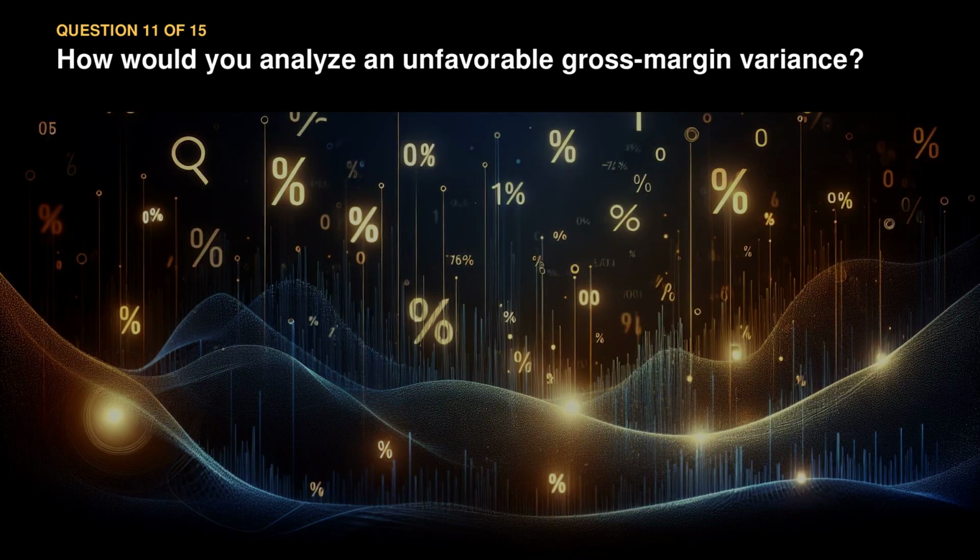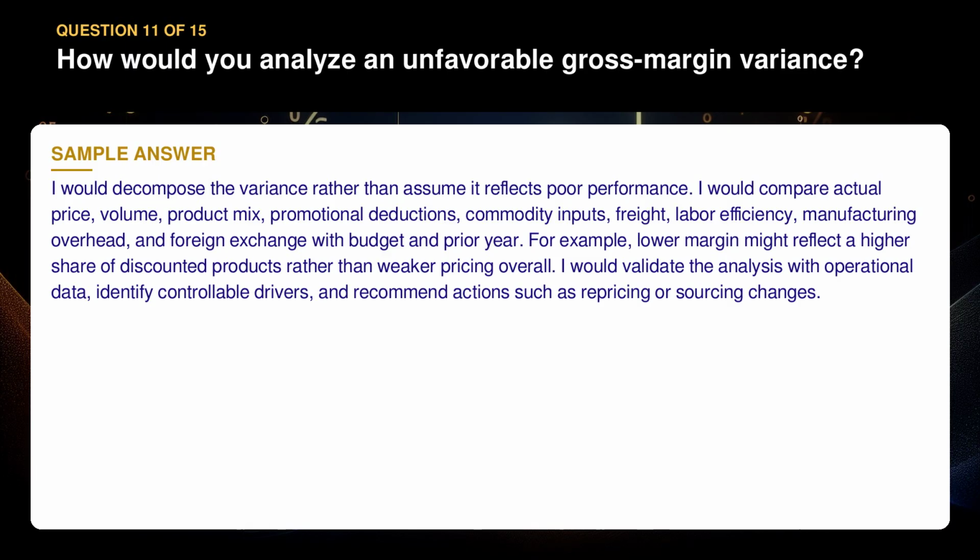Question 11. How would you analyze an unfavorable gross margin variance? I would decompose the variance rather than assume it reflects poor performance. I would compare actual price, volume, product mix, promotional deductions, commodity inputs, freight, labor efficiency, manufacturing overhead, and foreign exchange with budget and prior year. For example, lower margin might reflect a higher share of discounted products rather than weaker pricing overall. I would validate the analysis with operational data, identify controllable drivers, and recommend actions such as repricing or sourcing changes.